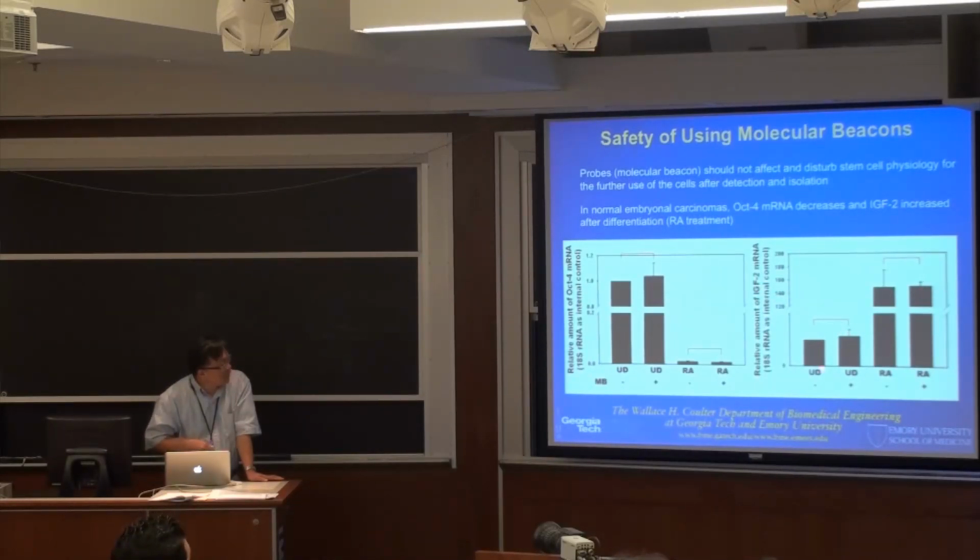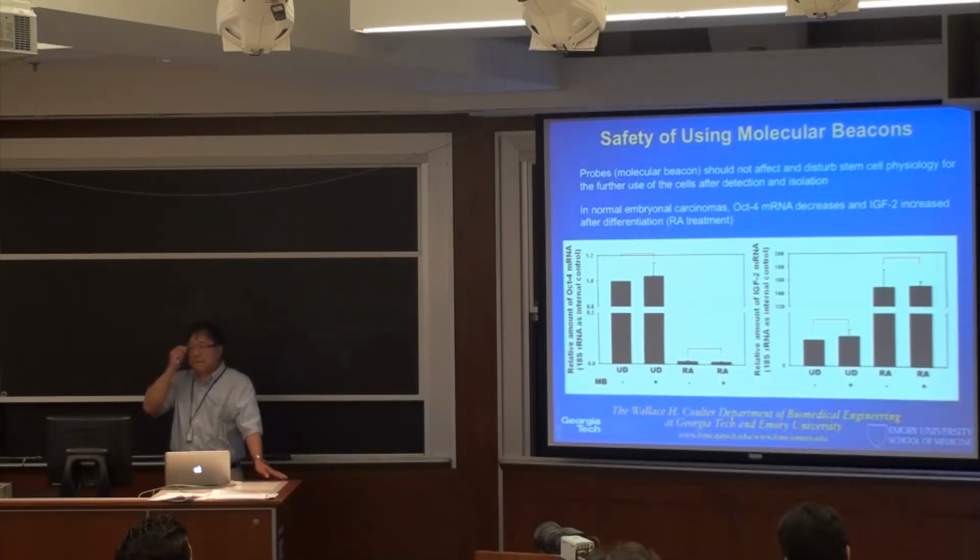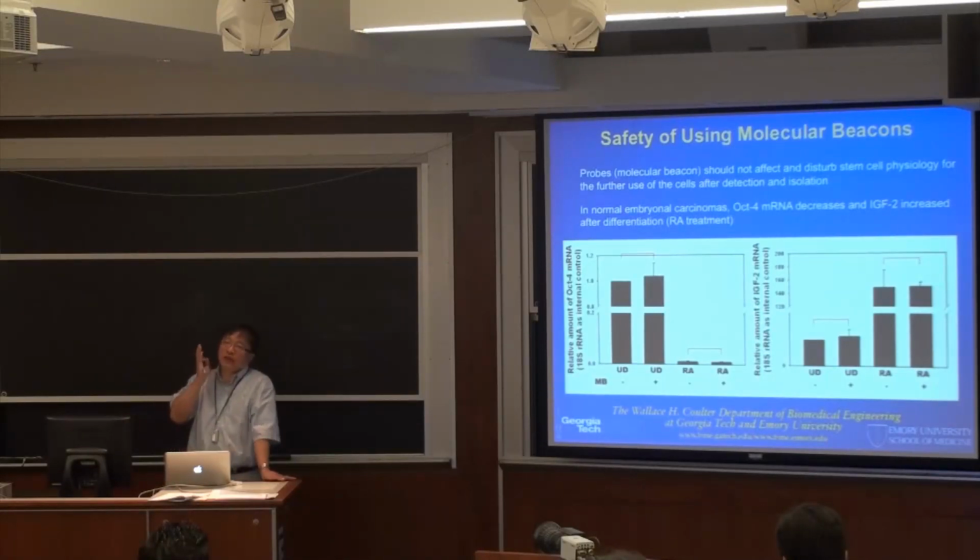Again, with beacon and without beacon in stem cells, essentially the same. After differentiation, with and without beacon, again, it's essentially the same. So, yes? What kind of beacons, made of DNA or RNA? That's a good question. So you could use either DNA or RNA, right?